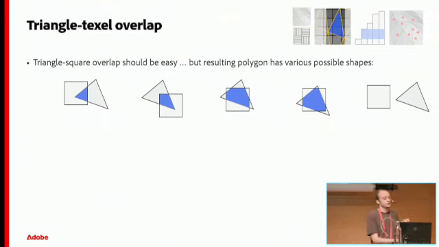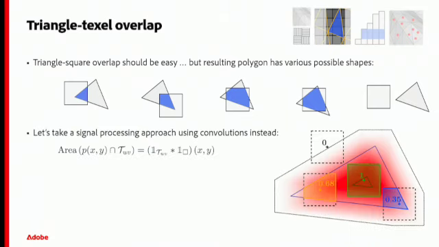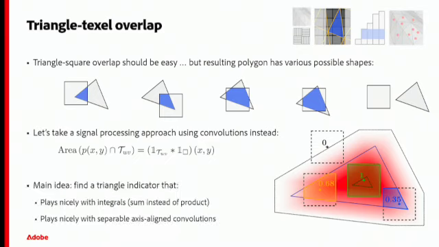So instead of looking at this problem from a geometry processing perspective, we take a signal processing approach, which is kind of novel, using only convolution. The area of the overlap is basically the convolution between the triangle in texture space and the indicator of a square, which we can evaluate pointwise. Here, for example, the convolution is the red function on the right, and by evaluating this function pointwise, we can get this overlap. But of course, the challenge is that the triangle indicator is not that easy to work with.